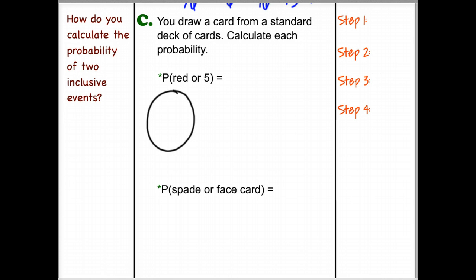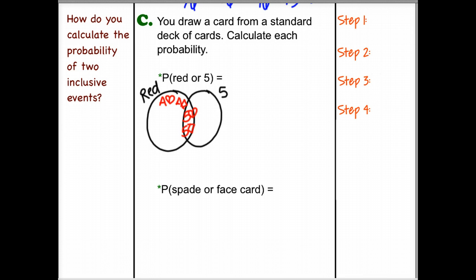So we have red and we have 5. And we know there's going to be overlap because I'm telling you that they're inclusive. Let's start with that overlap. When we talk red 5, I know that that's 5 of hearts and that's 5 of diamonds. And so then I want to step out of the box and look at just red. So I've got a red ace of hearts, ace of diamonds, and etc., etc.